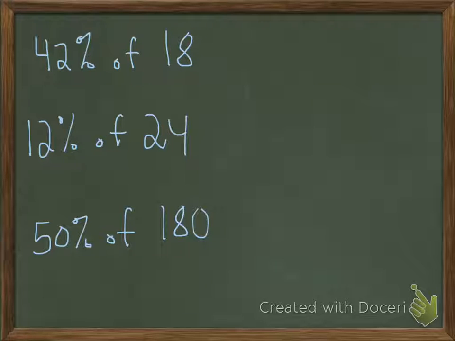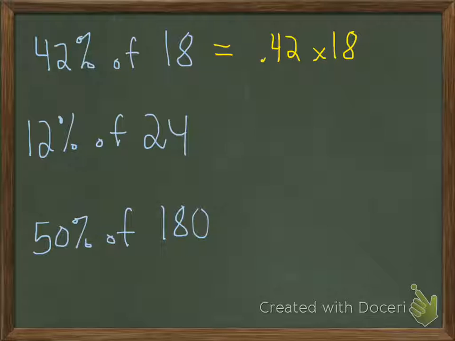Okay, so those were some common percentages, but you're not always going to get common percentages when you're trying to find the percent of a quantity. Here are a few more examples. You have 42% of 18. Really all you have to do is take the decimal version of the percent, and again that "of" is going to mean multiply, and then multiply the quantity.